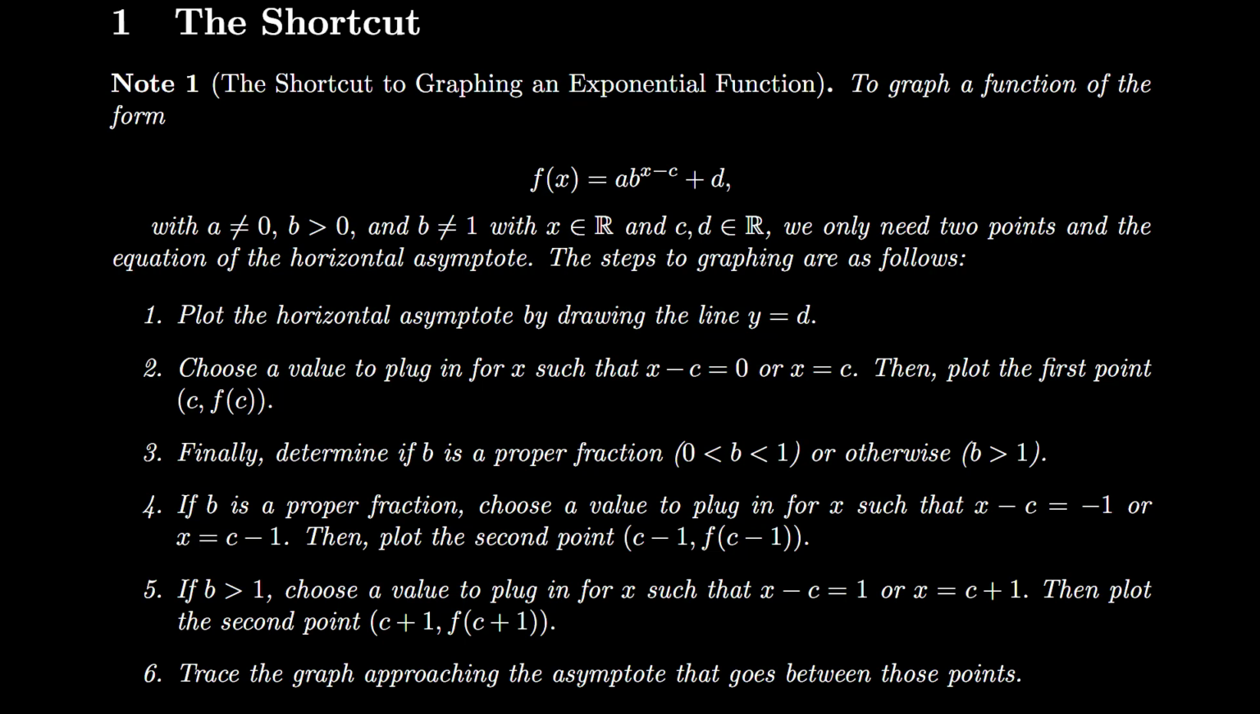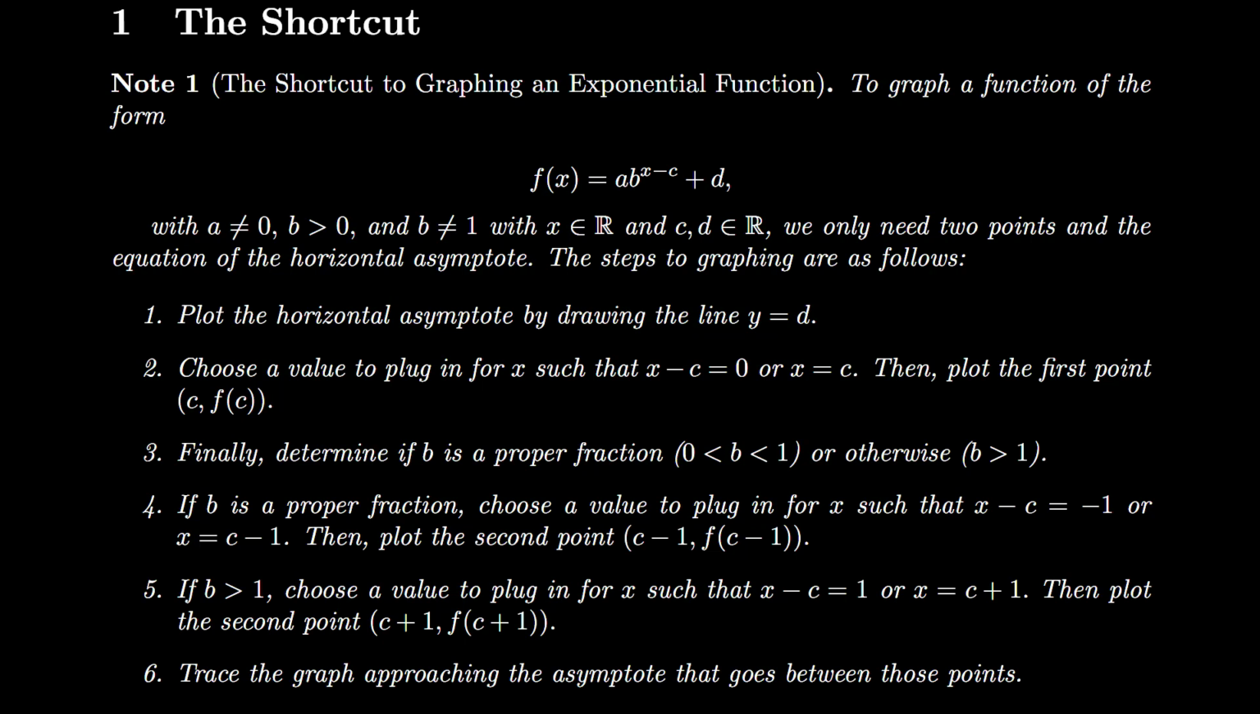However, the steps to graphing work like this. You plot the horizontal asymptote by drawing the line y equals d. So the first thing you need is the horizontal asymptote. Go draw the line y equals d, whatever this is. If it's plus 7, go up to 7 and draw a horizontal line. If it's minus 6, go down to negative 6 and draw a horizontal line.